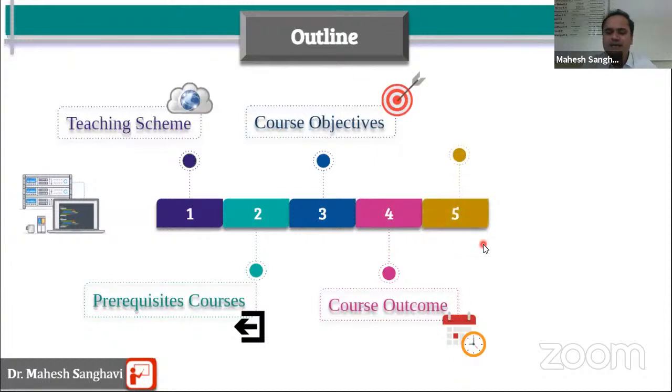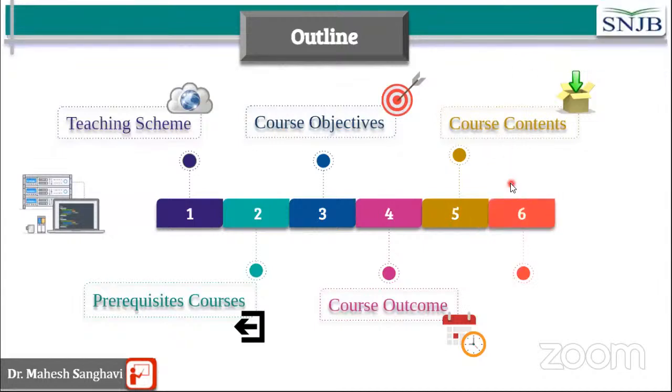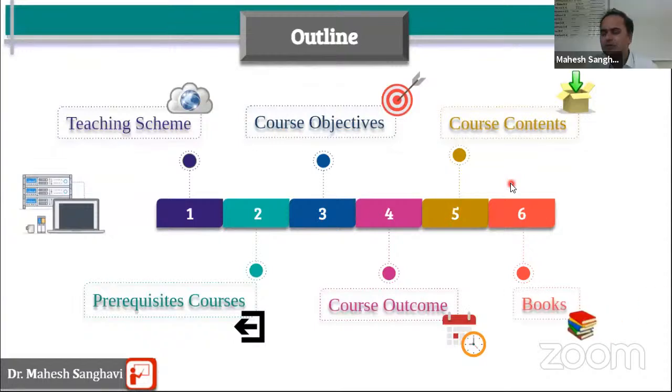Then we'll see the fifth point, that is course content. What are the units? There are 6 units, and what is the importance of each and every unit? That is course content. Then we'll focus on the most important part, that is course material, that is books, where exactly the material or the data will be available to you all.